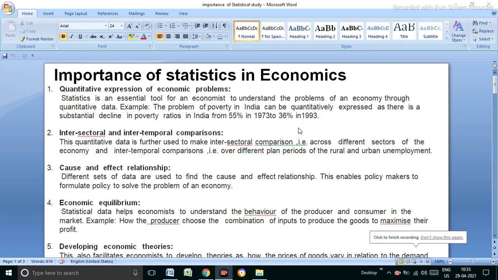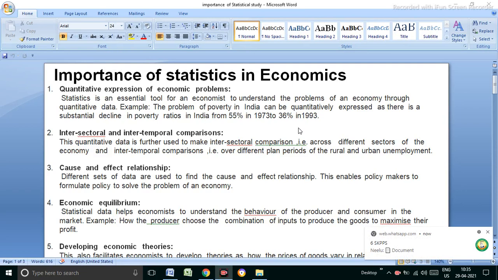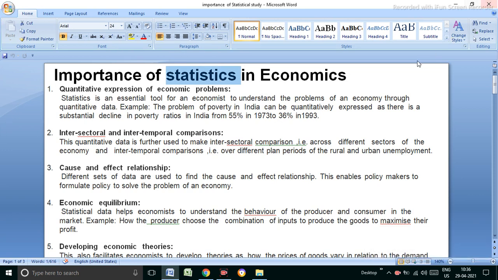Now this is your economics class. Yesterday we completed the features of statistics, and today the next concept is the importance of statistics in economics. We know very well that statistics is a part of economics, but some importance are given here. Let's see them one by one.